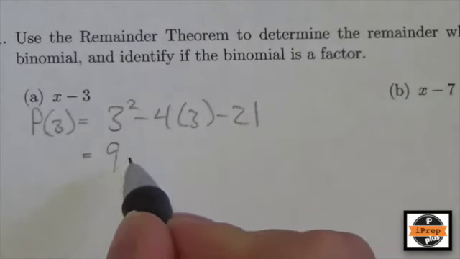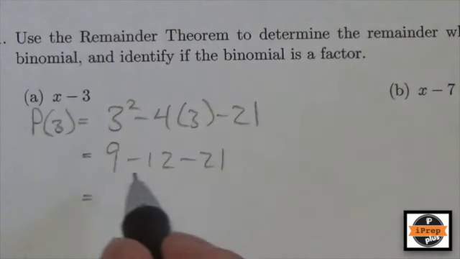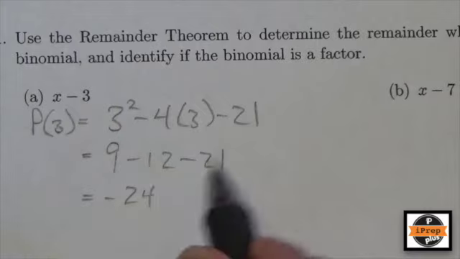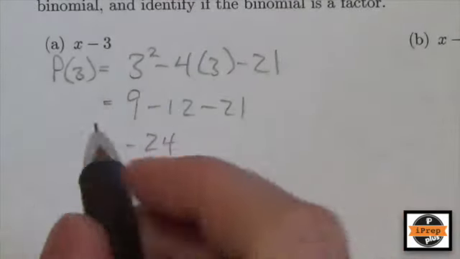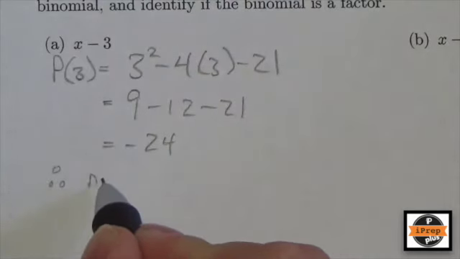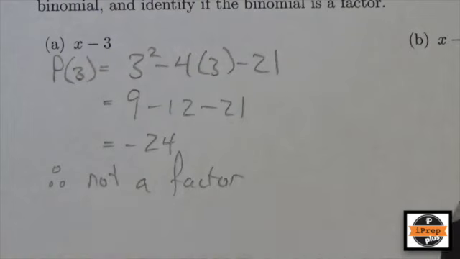So what have we got? 9 minus 12 minus 21. 9 minus 12 is negative 3, minus 21, negative 24. With negative 24 as the final value, we can conclude that x minus 3 is not a factor of this polynomial.